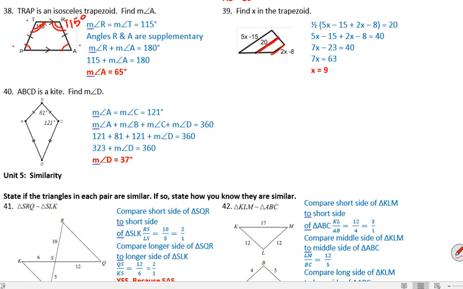Number 39, when we talk about this, these 20 over here is a mid-segment. So we're going to add our two bases together. Those are our two bases. Let me do them in a different color so y'all can see. These are our bases, they're in green. We're going to add those two together, and then divide by 2 or multiply by 1/2.